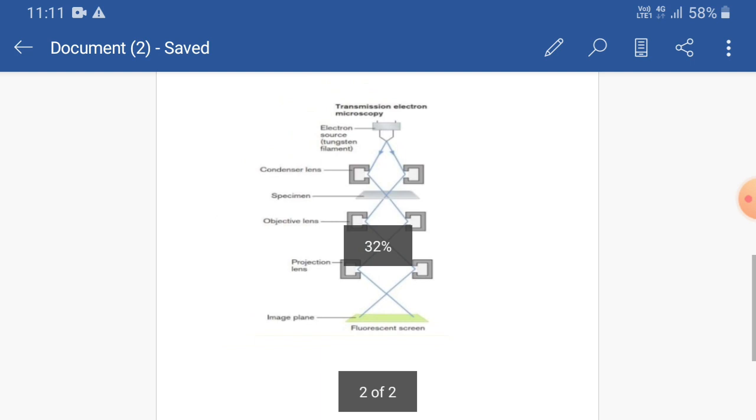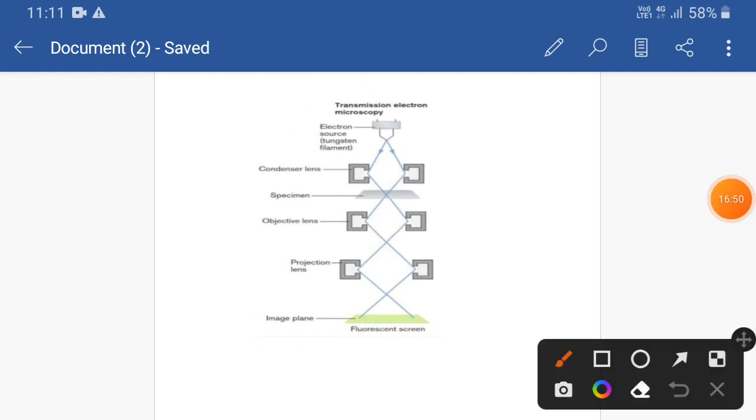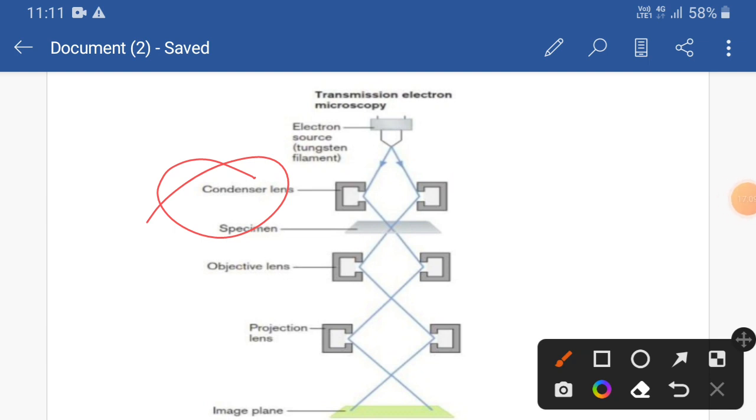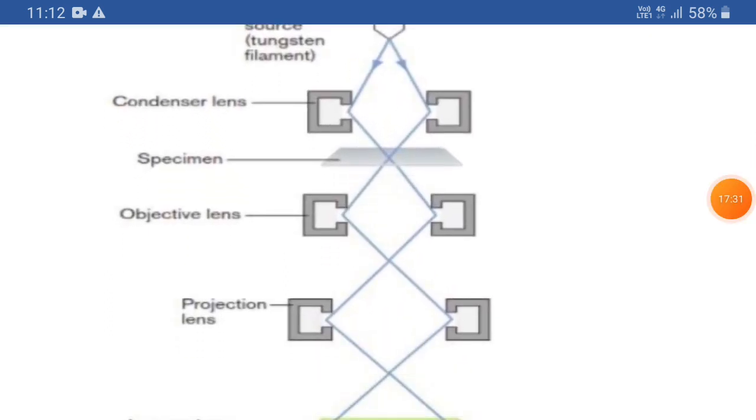This is the ray diagram of an electron microscope. Here the illumination source is a white hot tungsten filament, which will generate electrons of a higher velocity. The condenser lens function is exactly the same as we have seen in other microscopic techniques: it will condense the electrons and direct them onto the specimen. I want to mention that this condenser lens is not made of glass, it is an electromagnet.